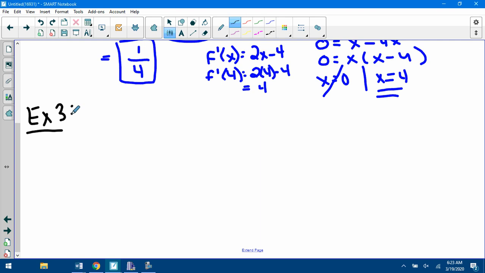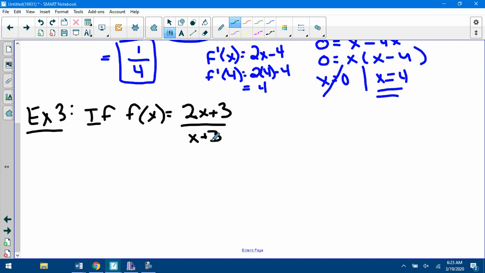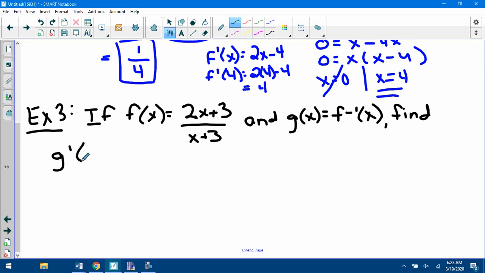Example 3. If f of x equals 2x plus 3 all over x plus 3, and g of x equals f inverse of x. I got to tell you that part. Find g prime of 3 halves.